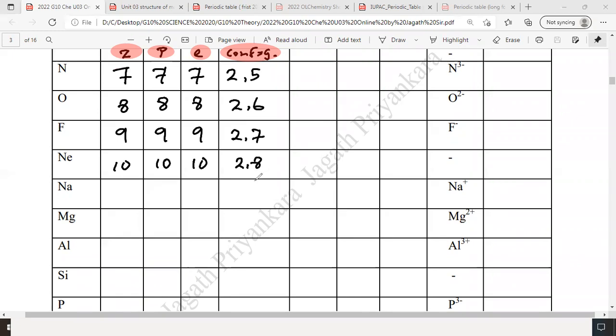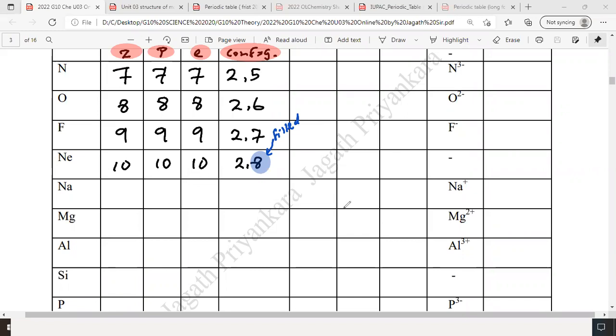Now I'll highlight this one. Why? This is called, now it's filled. You can write this separately if you want. This is filled. This cannot keep more than 8 now. When you try the next one, now one extra electron.